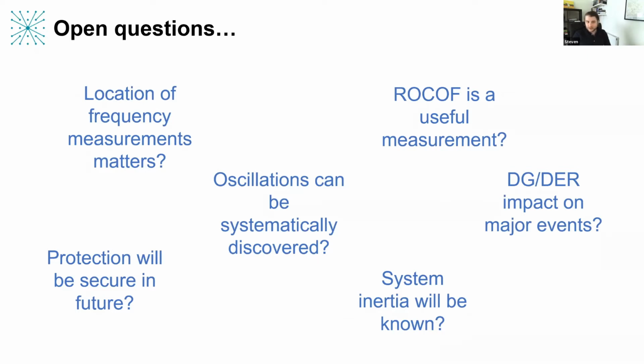So I've already mentioned the impact of distributed generation and distributed energy resources. They can have a knock-on impact during these major frequency events on the grid, and they can be really quite difficult to account for because it's difficult to quantify. It's sort of hidden in the lower parts of the system. And also, I already mentioned the impact of oscillations, and we'll actually come back to that later on, I think.